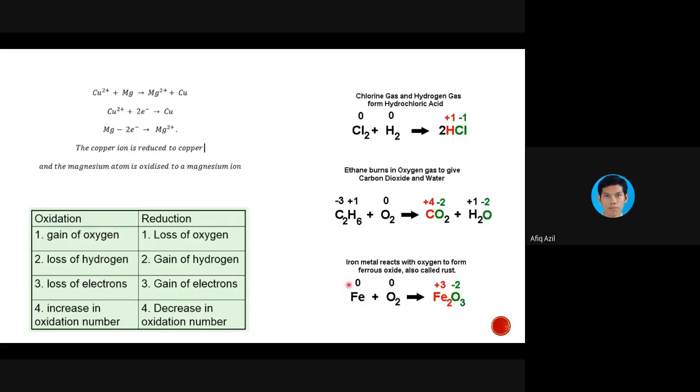And this one, iron metal, 0, to iron 3 plus. This is iron 3 plus, oxidation, while the oxygen is still undergoing reduction reaction.